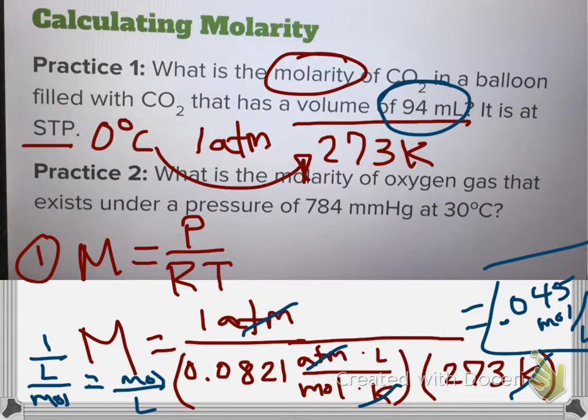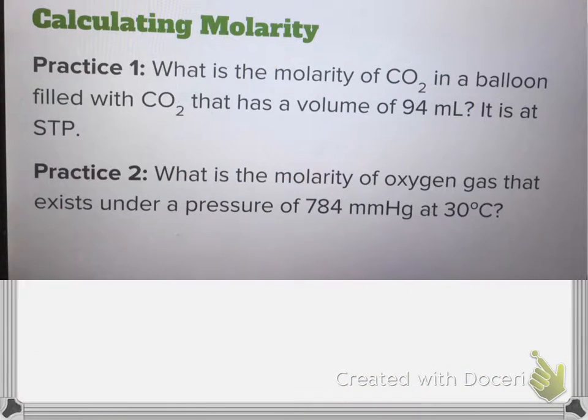Notice we didn't need this volume. You could have solved for moles using the ideal gas law and then divided the moles by our volume. But since we're solving for molarity, we can just use pressure and temperature to solve for the molarity. Okay, let's try question number 2.